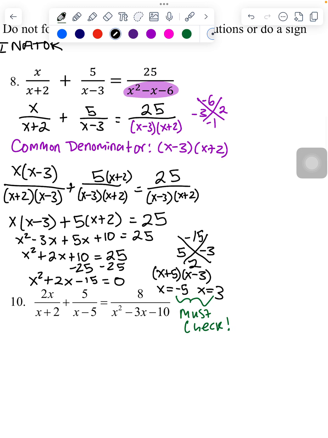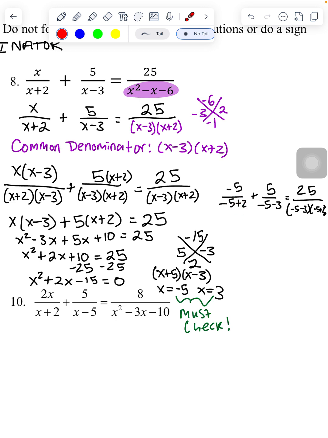So I'm going to plug in, and I'm going to try negative 5 first. So I have negative 5 divided by negative 5 plus 2 plus 5 over negative 5 minus 3 equals 25 over negative 5 minus 3 and negative 5 plus 2. I'm running out of space, but that's okay. Okay, if I notice here, if I were to combine all of these things down the bottom, I would never end up with having division by 0. So negative 5 is good to go.